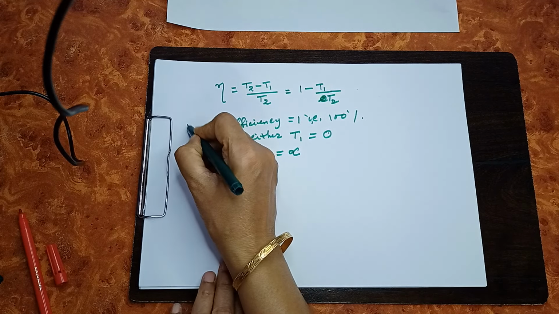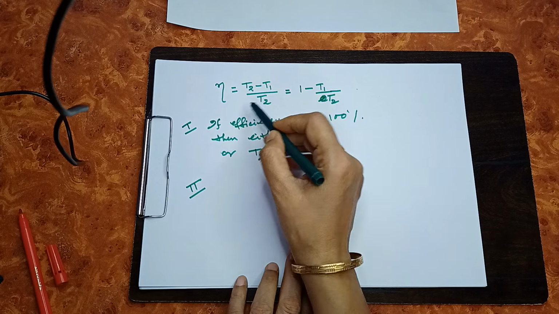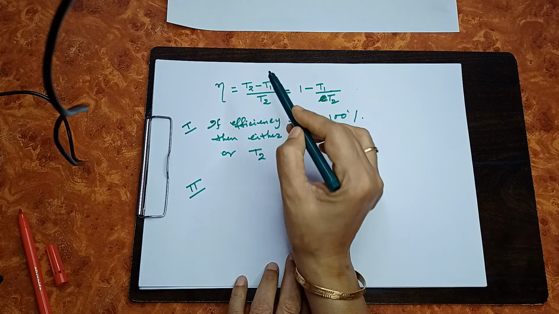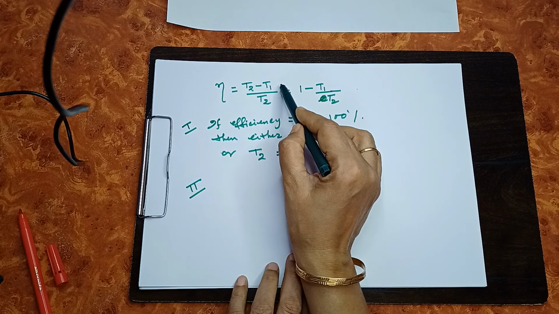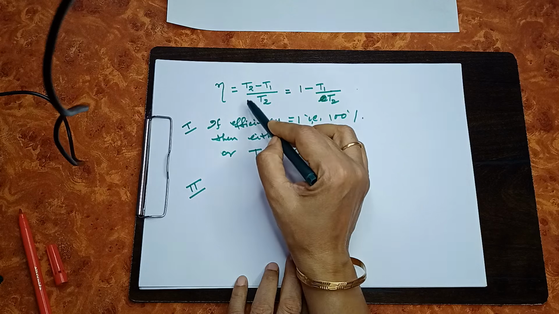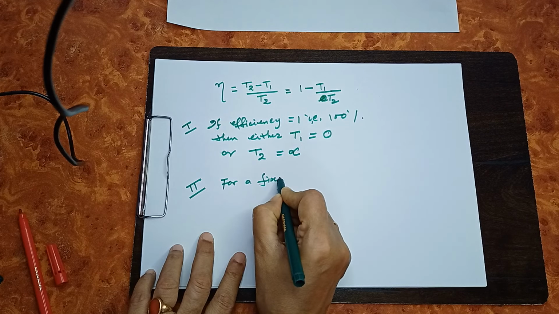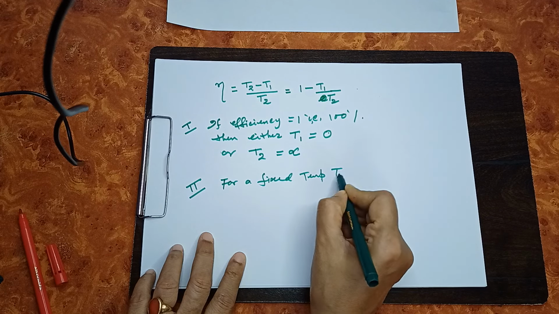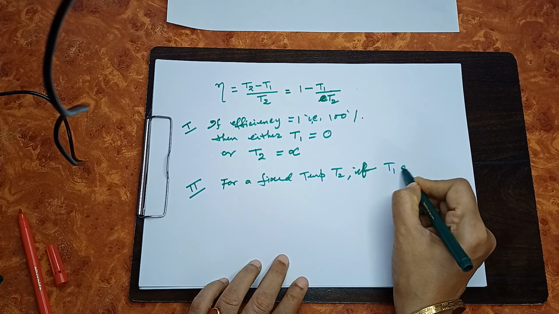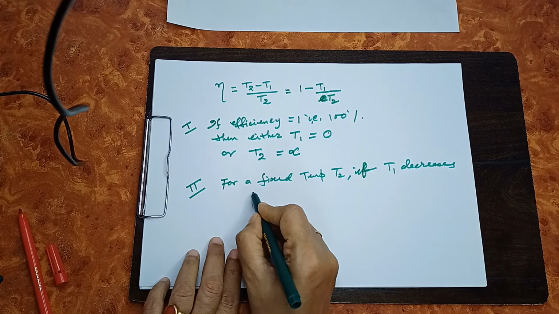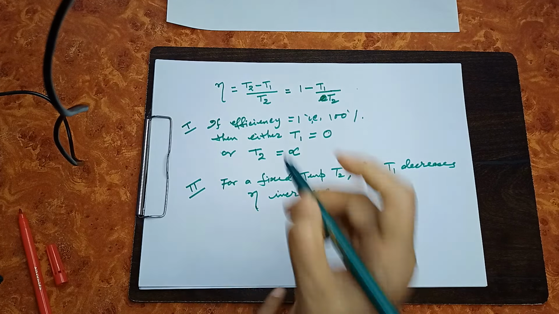This is one conclusion. Now, what second conclusion can we draw from this equation? Efficiency depends on the temperature difference. For a particular temperature of the source, if the sink temperature decreases, that means if T1 decreases, then efficiency increases. So for a fixed temperature T2, if the sink temperature T1 decreases, eta increases, that is, efficiency increases.